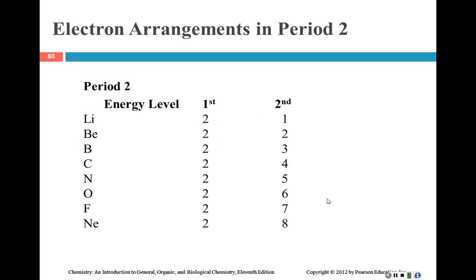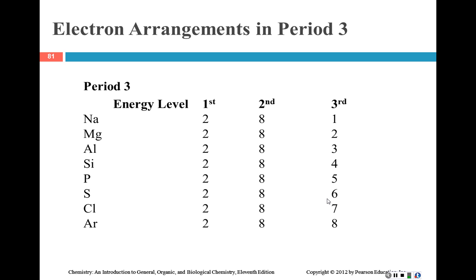In period 2, as you look at the periodic table, you'll see lithium, beryllium, boron, carbon. As you go across that periodic table, you're going to have 2 that are already filled, and then you're going to have 1 for lithium, 2 as you go across, 3 for boron, 4 for carbon. See how that works? So basically you're filling in the number of electrons until you get up to 8 when you get to the end of that row, that period, and you see neon.